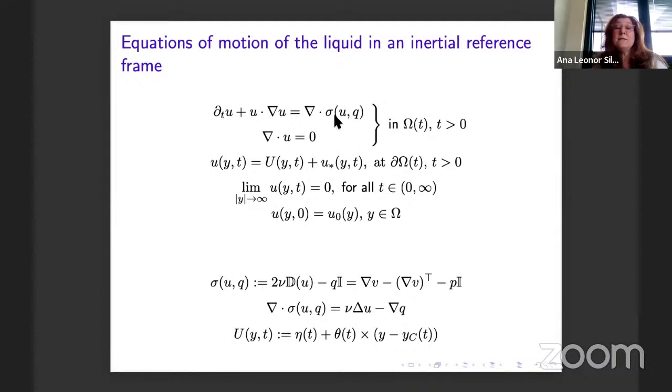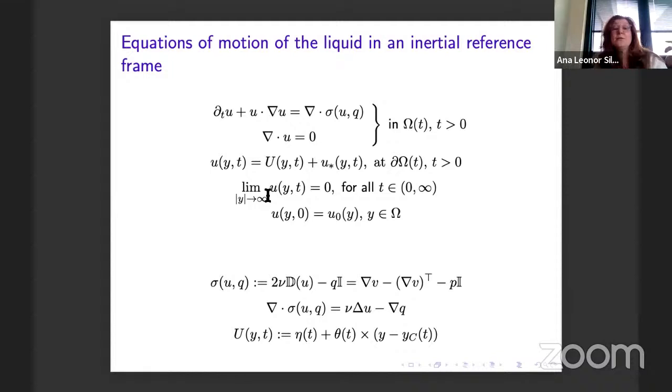The tensor that appears here is the classical one associated with a Navier-Stokes liquid. So we will denote by D of U the symmetric part of the gradient, and here Q is the pressure. Okay. At this stage, I am going to denote the pressure by Q. So it's a small mistake here. Here should be Q instead of P. We are going to consider an incompressible fluid, so the divergence of the velocity is zero.